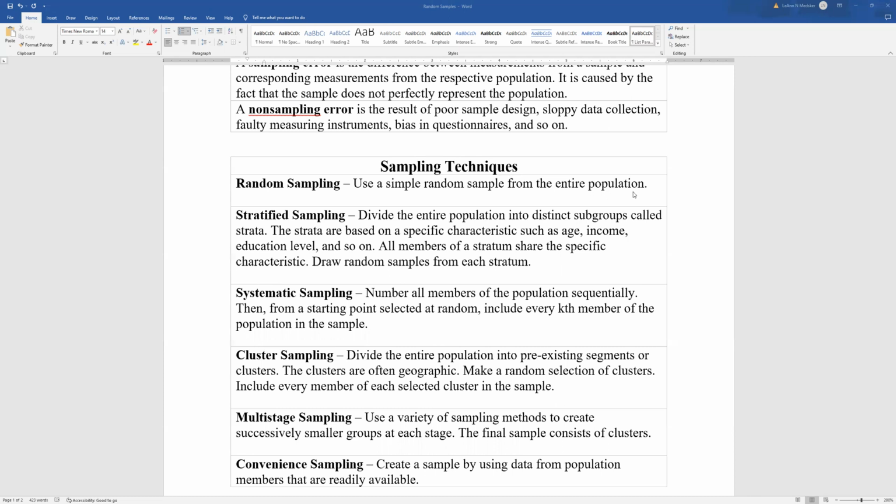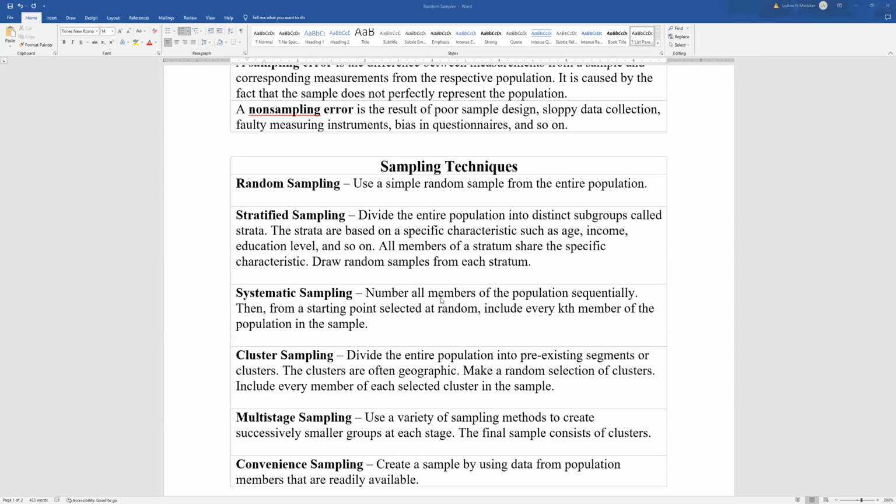Stratified sampling is where you divide the entire population into distinct subgroups called strata. The strata are going to be based on specific characteristics such as age, income, education level, and so on. All the members of the stratum share the specific characteristics. So if we're doing education level, everyone who has a bachelor's degree as their highest level of degree, let's say that was your strata specification, they would be in that group together. And everyone whose highest degree is a master's, they would be in a group together, and all of them would have that as their highest level of education. We would then draw random samples from each stratum. So notice we're going to be breaking the people into the strata, and then we're going to be doing that simple random sampling from each of those.